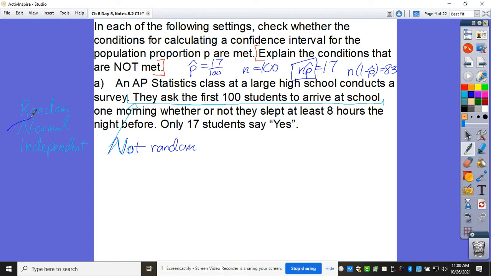Independent, 10% condition: n times 10, 100 times 10 is 1,000, so we would have to say what? There are at least 1,000 what? Students at this particular large high school. So that seems like that would work. So random is the reason why this one doesn't work. That one's pretty straightforward here. We don't have to write a whole lot. So for part B, right? I'll wait.